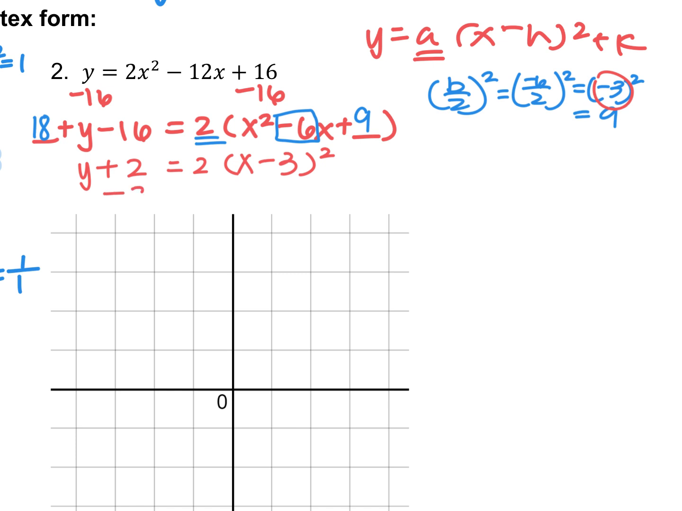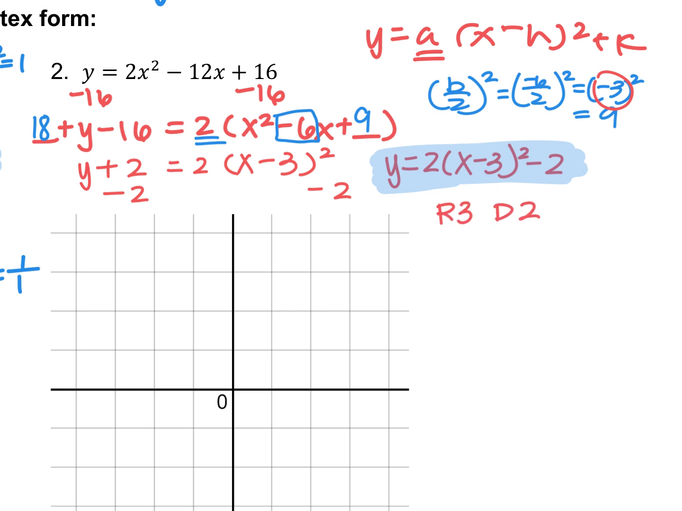Okay, now I move the 2. And so I have y equals 2 parentheses, x minus 3 squared minus 2. So that means that the axis of symmetry is 2. Wait, no. So yes, so the vertex, or sorry, not the vertex. I mean, it is the vertex, but so we're going right 3, down 2. And our quote slope is 2 over 1.